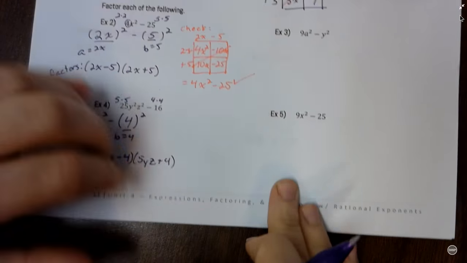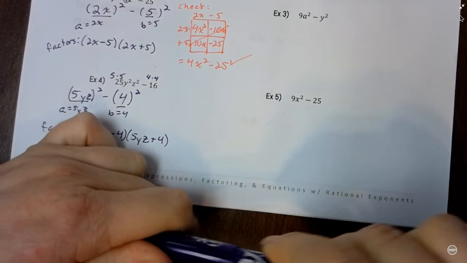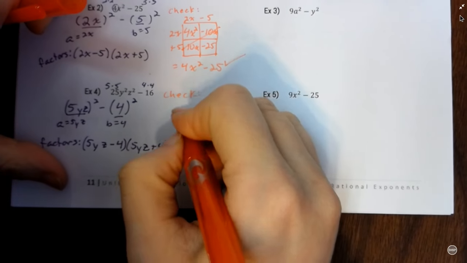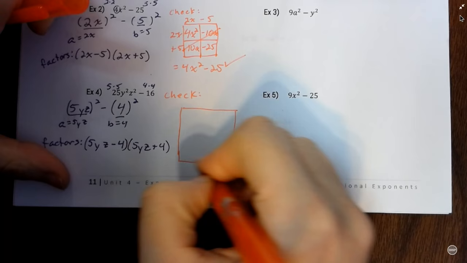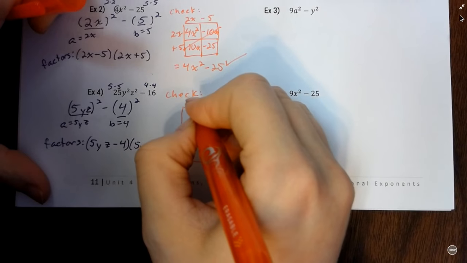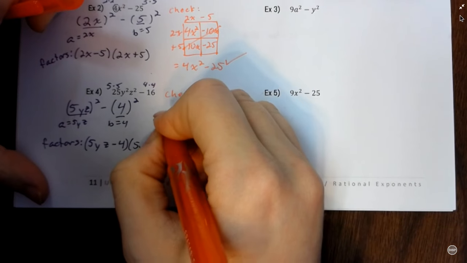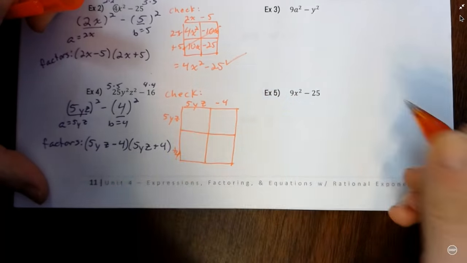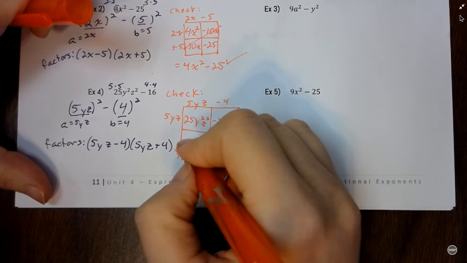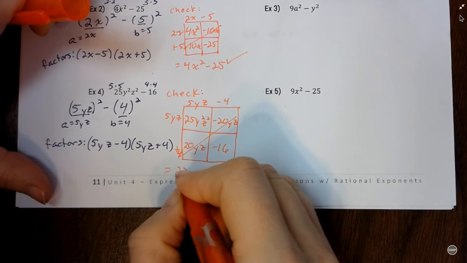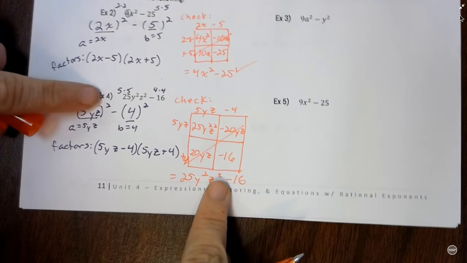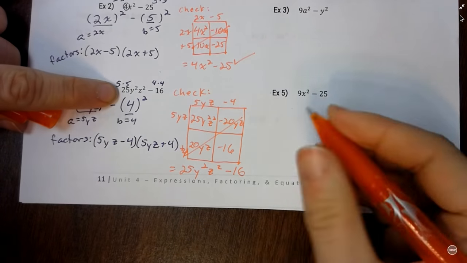And then I want to check it. I'm going to make this box a little bigger because I have more to write this time. 5yz minus 4, 5yz plus 4. Notice my like terms on the diagonal cancel each other out because I have positive 20 and negative 20. Bam. Which leaves me with 25y squared z squared minus 16, which is what I started with. So yay, my factoring worked.